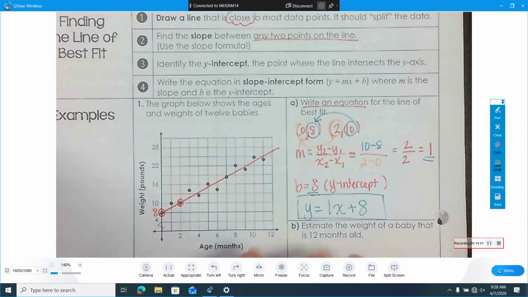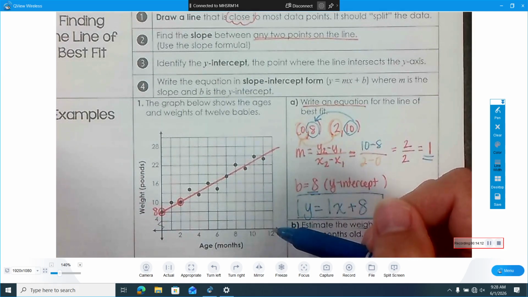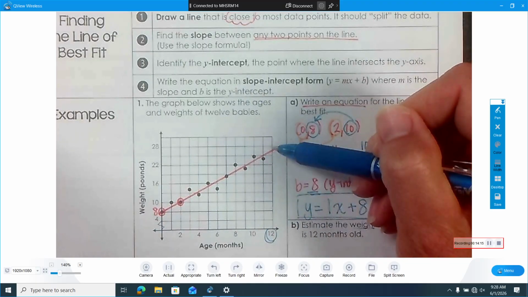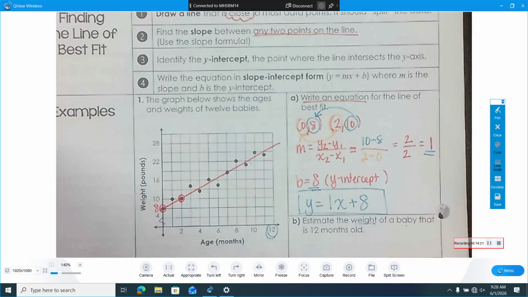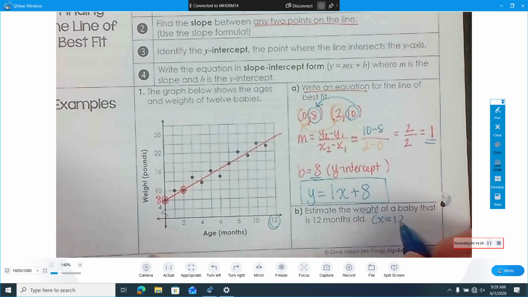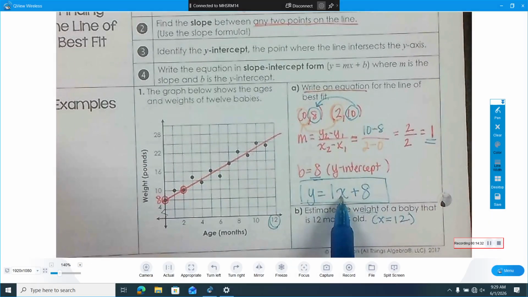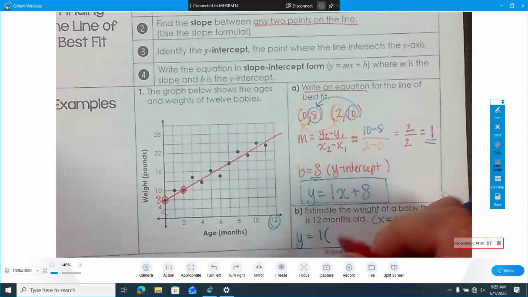Okay. Now, when we have a line of best fit, what we can do is we can use it to estimate the weight of a baby that is 12 months old. You'll notice at 12 months right here, I don't have a data point, but we can use our line of best fit to kind of approximate a baby's weight. So at 12 months old, all I have to do is say, hey, x equals 12. And we're going to go ahead and plug it into our equation. So y equals 1, plug in our 12 and add 8.